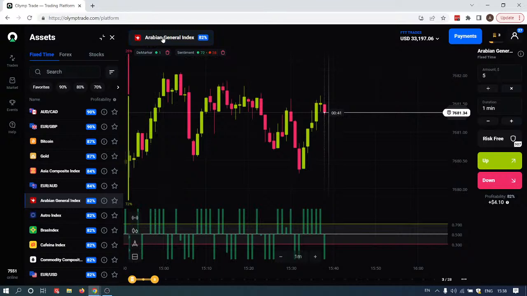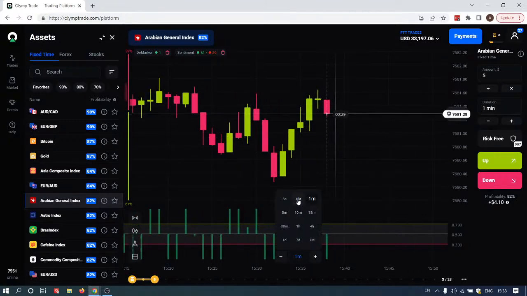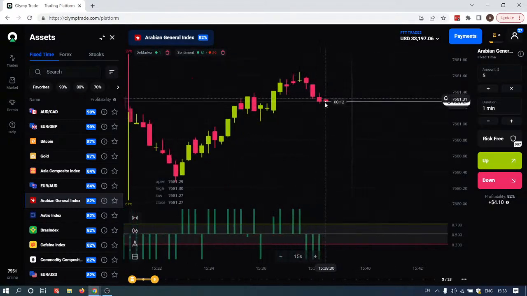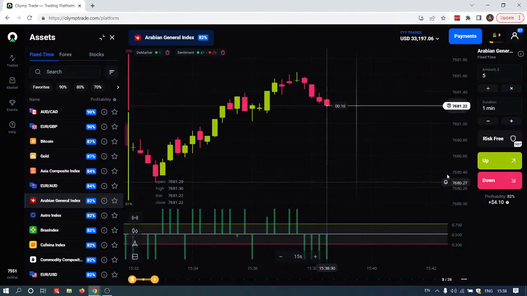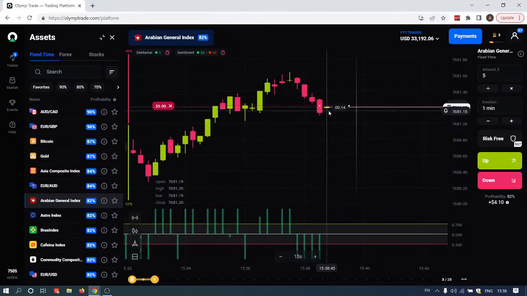So on Arabian General Index it is different, and we have 72% of trades opened upwards. And okay, now it's 39. So this can change quite fast. For example, if I switch to 15-second trades again and maybe open a trade, this number should change a little bit. Yes, so with a short delay, it changes accordingly.